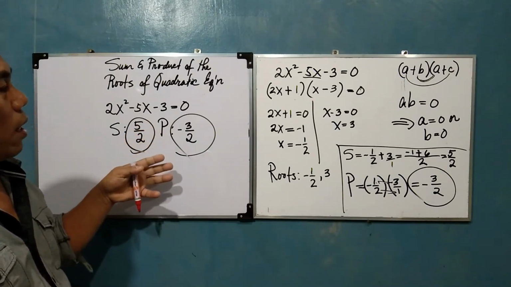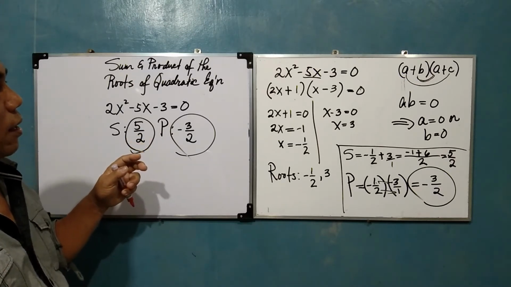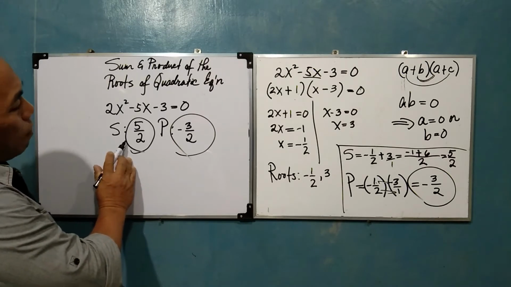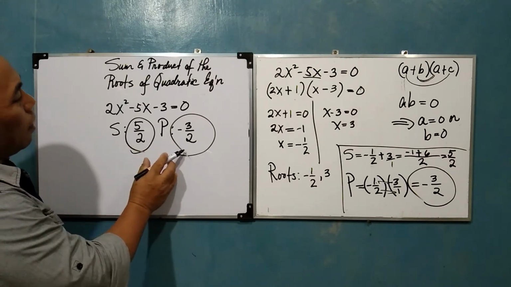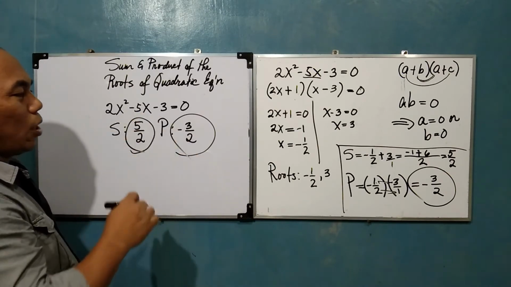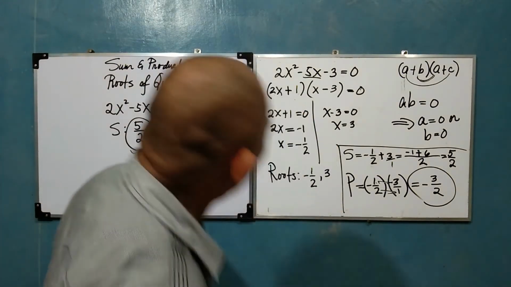of the lesson. Okay? Now, if this is the sum and this is the product, is there a way? Is there a way to find them more easily? For example, another example.